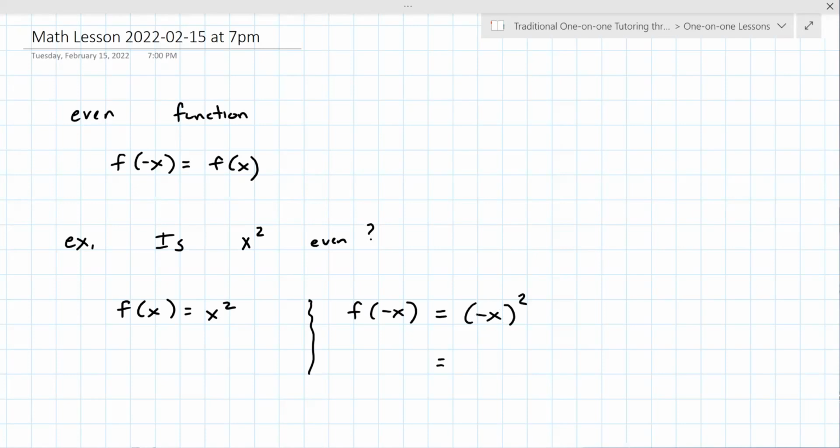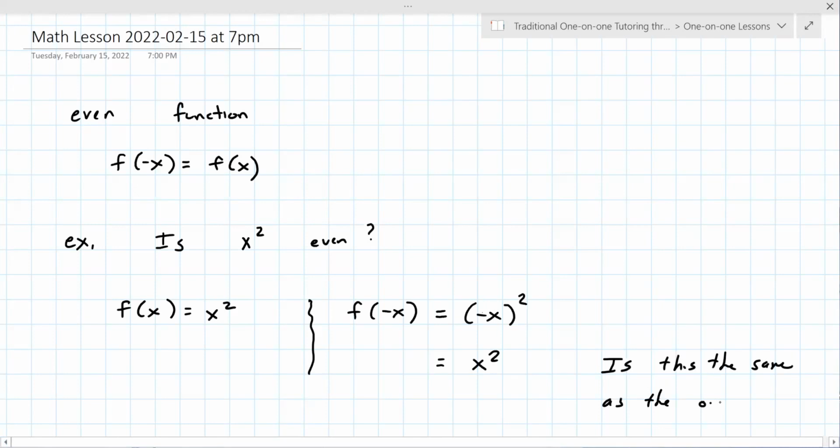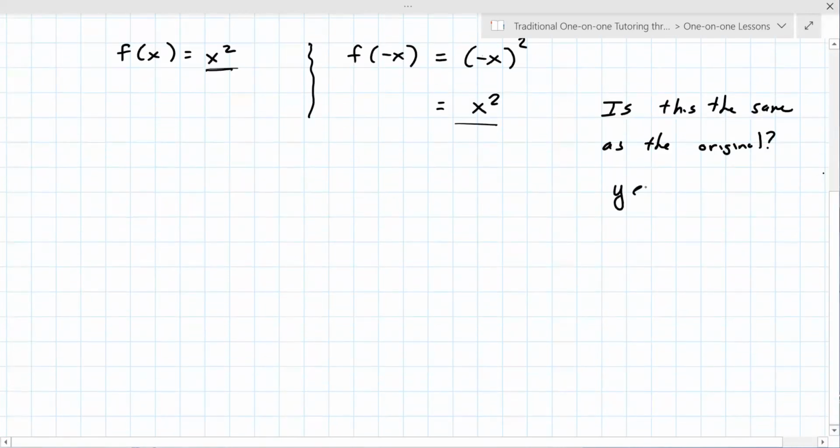When you have parentheses minus x squared, what happens to the negative and what happens to the x? Oh, it becomes a positive. It becomes positive x squared. We don't write the positive. And you ask yourself this question: is this the same as the original? Yes. And the answer of yes means that it's even.